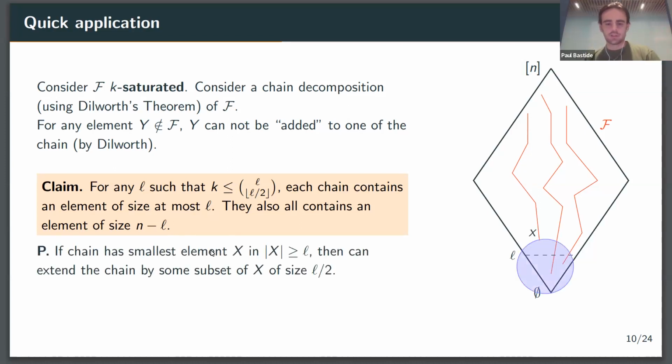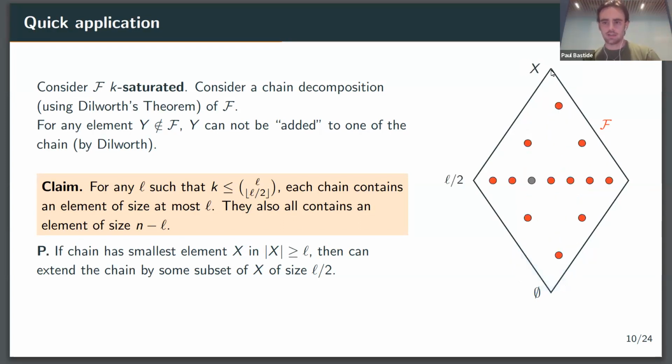Well, let's suppose it's not, and consider some chain that ends in a set X, where X is of size more than L. Then I claim that I can always add some element to the chain and still have a chain decomposition of size k-1. Why is that so? Well, if I look at what happens between X and the empty set, what I have is in fact a sub-Boolean lattice, which is of dimension more than L, because X is of size more than L. So if I zoom in and look just at the Boolean lattice between X and the empty set, it looks something like this.